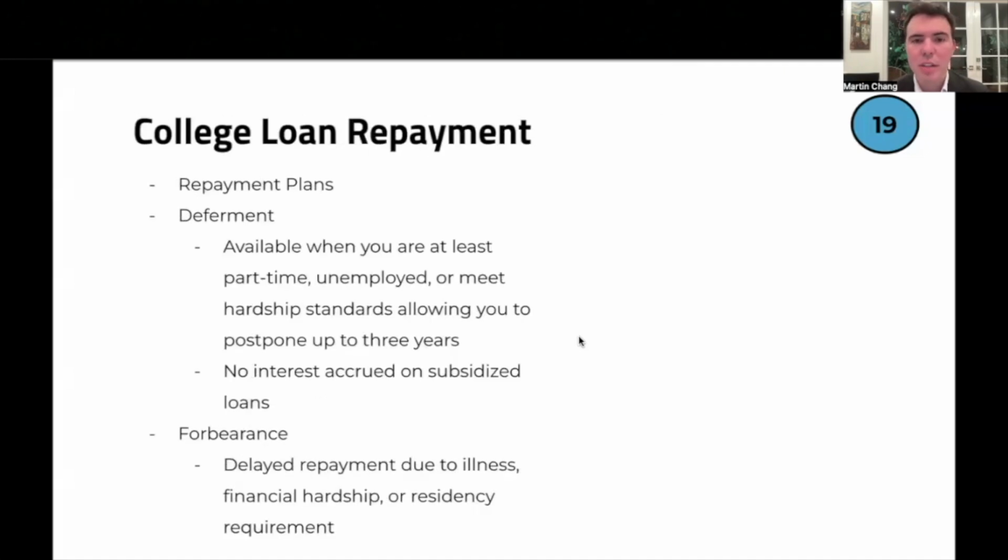So you've taken on loans and now it's time to repay these debts. You can set up a repayment plan for yourself, or there are other options such as deferment, which is available when you're at least part-time, unemployed, or you meet hardship standards, which allow you to postpone up to 3 years. No interest is accrued on subsidized loans. The same cannot be said for unsubsidized loans. And then there's also forbearance, which is delayed repayment. However, these still accrue interest.